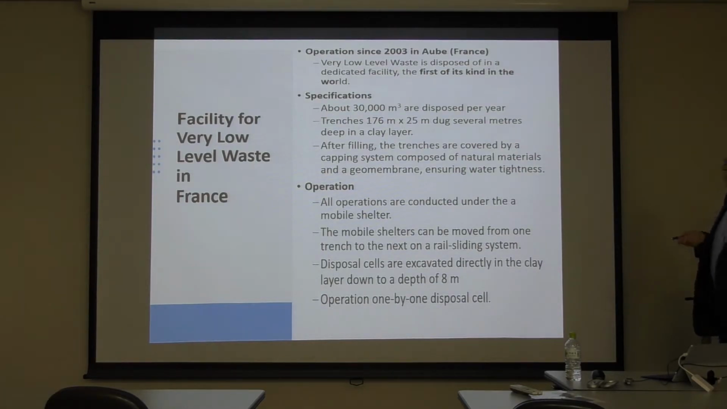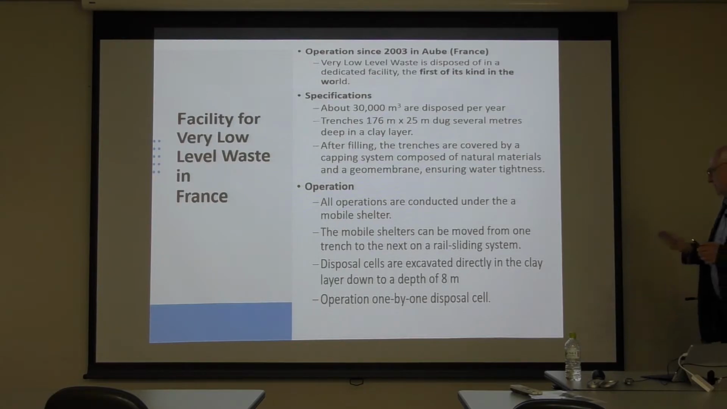In this facility, about 30,000 cubic meters are disposed per year. There are trenches nearly 180 meters long and 25 meters wide, and they are dug several meters deep in a clay layer. And after filling, the trenches are covered by a capping system composed of natural materials and a geomembrane, ensuring water tightness. As I said, all operations are conducted under the mobile shelter. The mobile shelter can be moved from one trench to another on a rail sliding system.